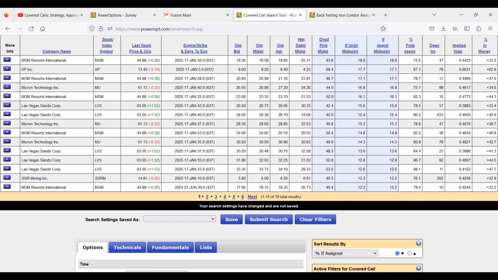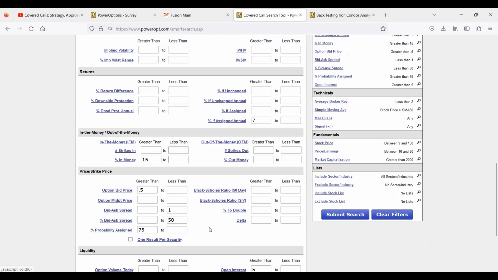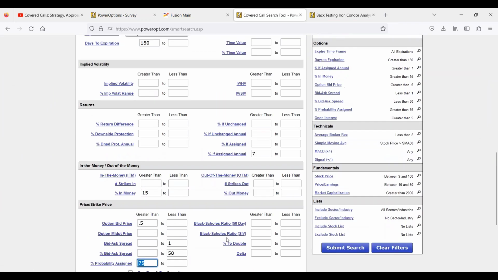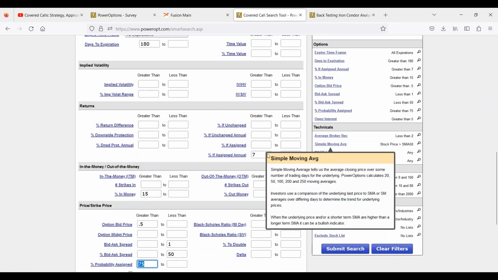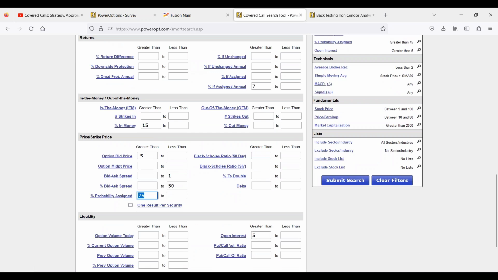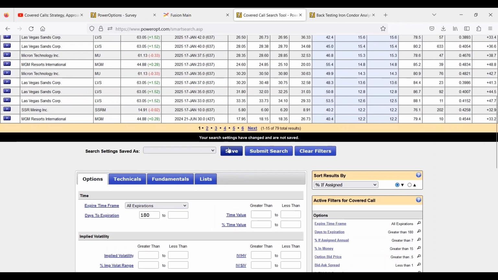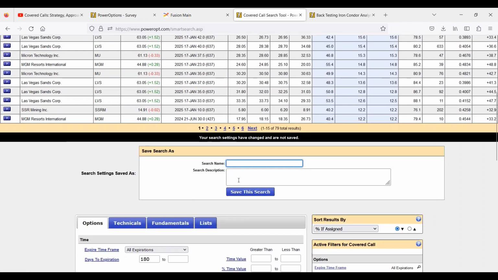I understand that. I want to save this search. I'm going to make sure I put in the 75% probability. I did. I've got the 7% if assigned annual. You might have moved that higher. And I've got the open interest of 5. And I removed the one result per security. All the other criteria remain the same. Let's save that, and we'll call it simulated CD plus higher probability and 5 open interest minimum.